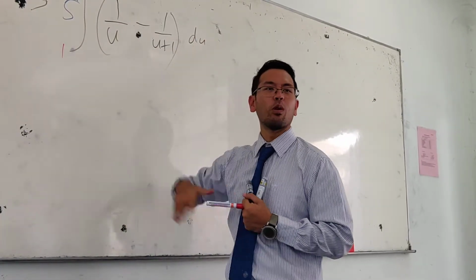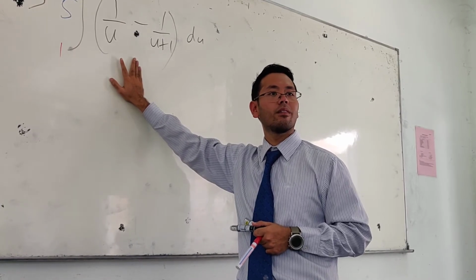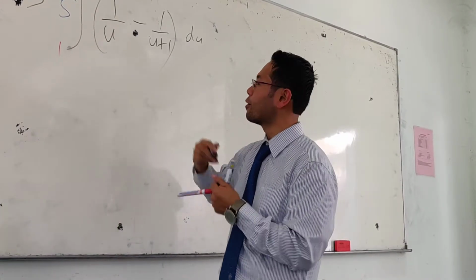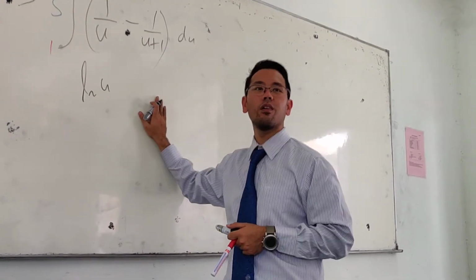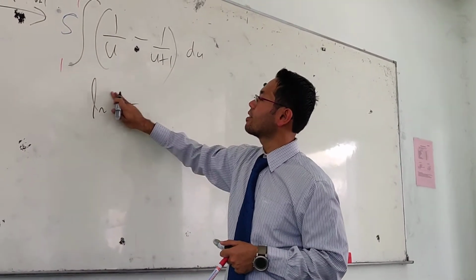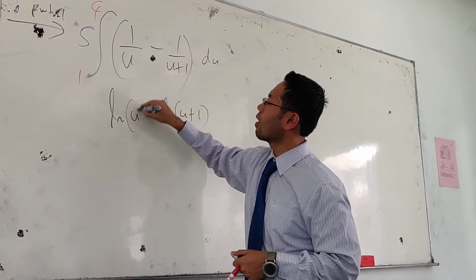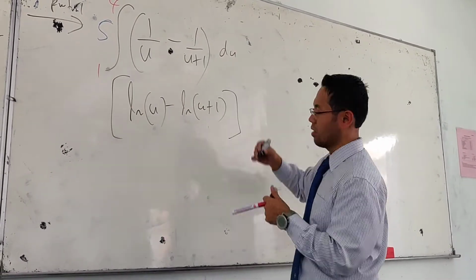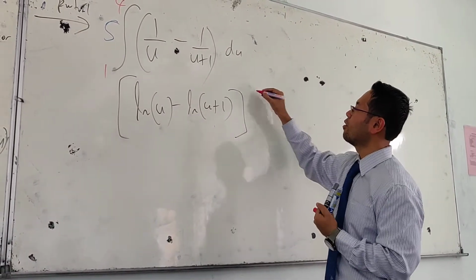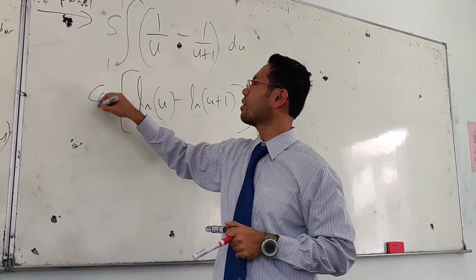Okay, now integrating 1 over u, what do you get? ln u, very good. Integrating minus 1 over u plus 1, minus ln of u plus 1. Very good. So 5 here, 5 here.